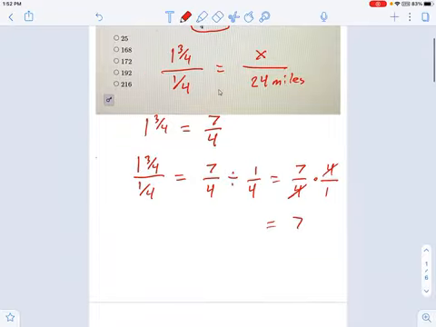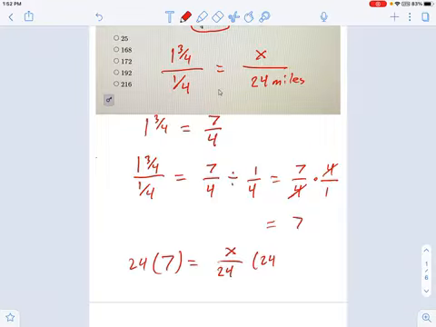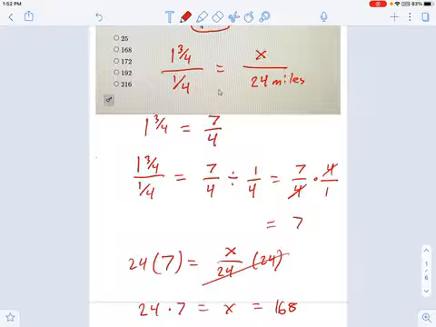So now look at what we have. We have 7 equals x over 24. Now you should be able to solve this. We just multiply both sides by 24. Okay, and watch what happens here. Those 24's cancel out, and I get 24 times 7 equals x. Well, what is 24 times 7? That is 168 miles for this particular part of the hiking trip.